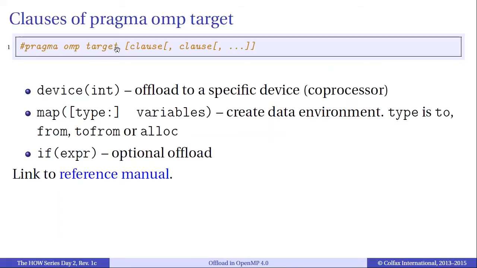With this pragma OMP target, you can specify the device to which you offload. You can specify a mapping. This is the equivalent of in, out, inout. You can make the offload optional, and if you download the slides, click this link, it will lead you to the manual page with complete syntax.